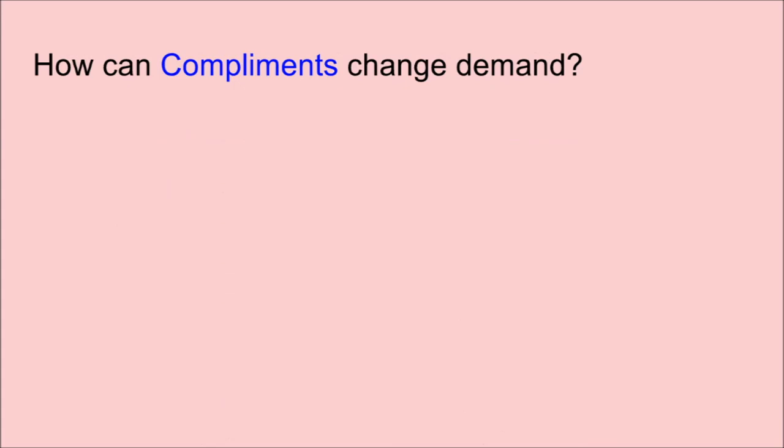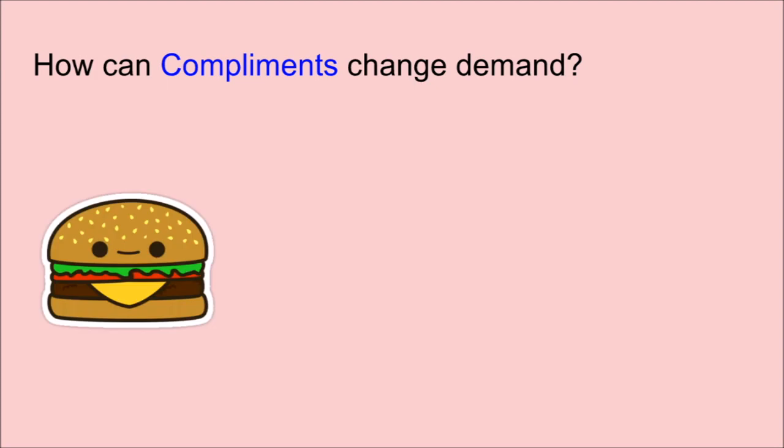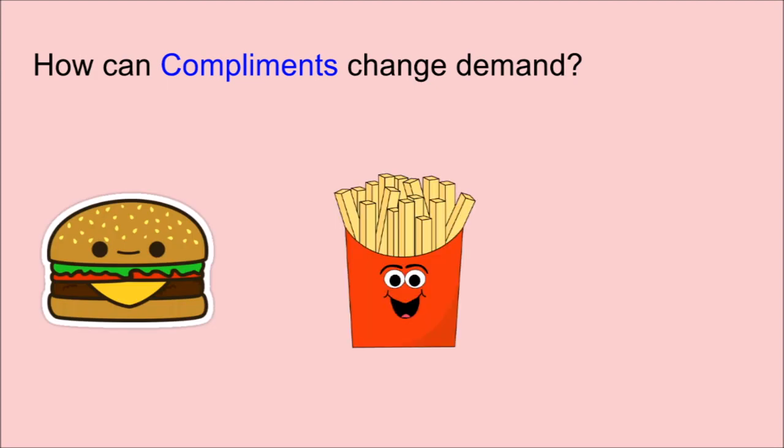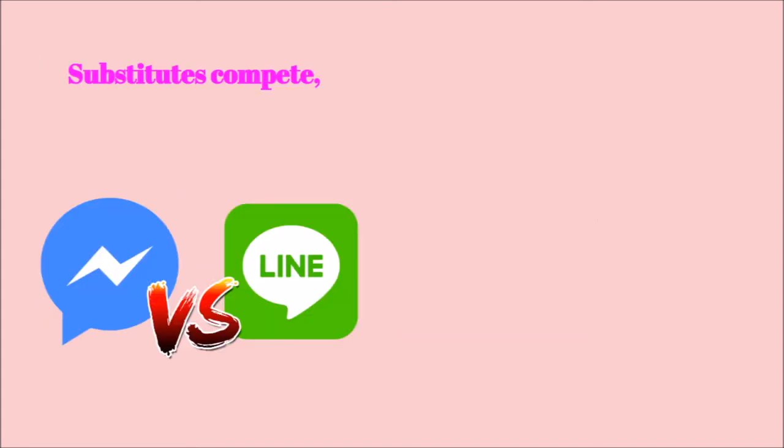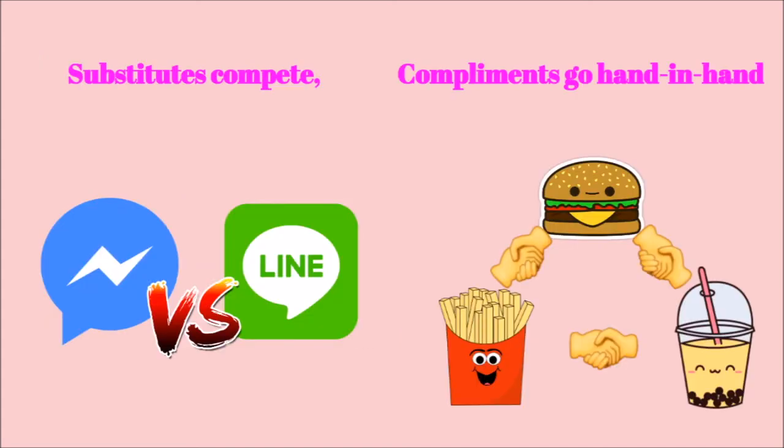A very good example of this is French fries and burger chains. When you buy a burger, you usually buy some French fries with it. A burger, French fries, and a soft drink go hand in hand, which makes them complements. If more burgers have been sold today due to an increase in demand, it is likely that the demand for French fries also rises. In other words, while substitutes compete, complements go hand in hand.